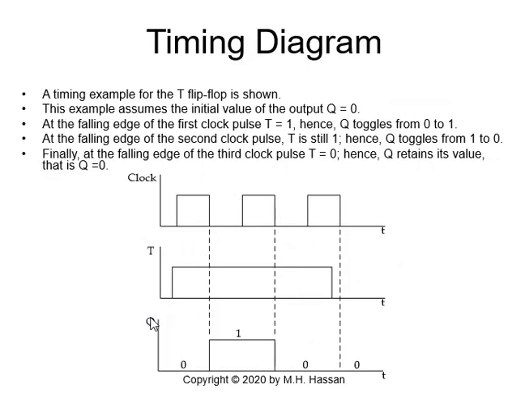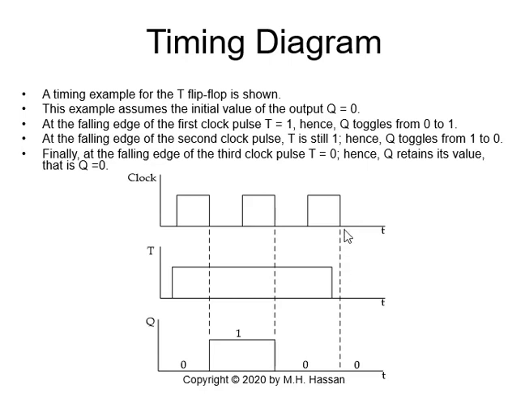Now, if you look at the timing diagram, based on the value of T at the negative edge of the clock, Q will change accordingly. Initially, Q was 0. At the negative edge, it will go to 1 because T was 1, since Q plus is equal to T exclusive OR Q, which is 1. At the next negative edge, T is still 1. So again, Q plus will be T exclusive OR the previous state, which is 1 exclusive OR 1. It is 0, so Q plus went to 0. And so on and so forth.